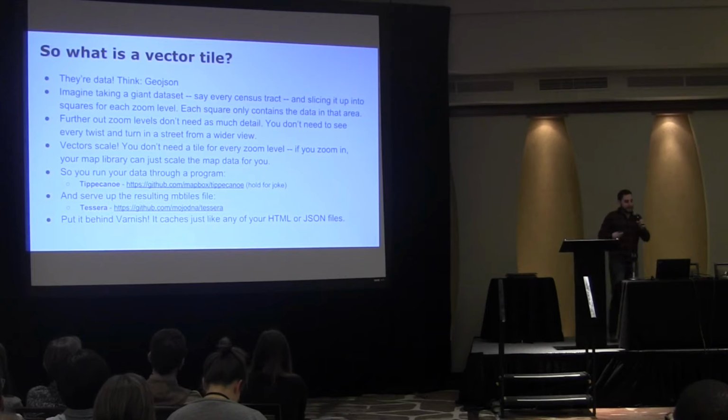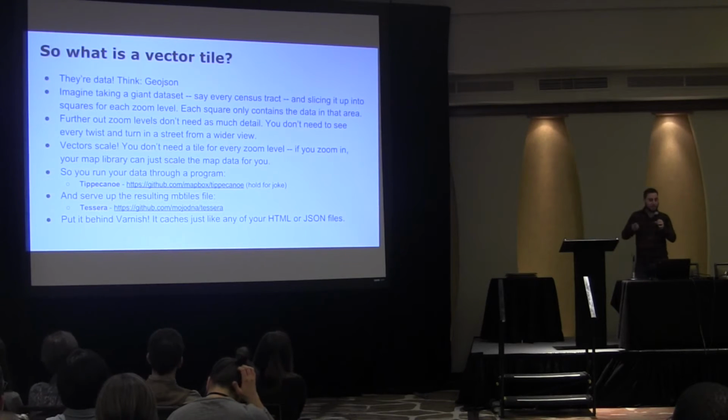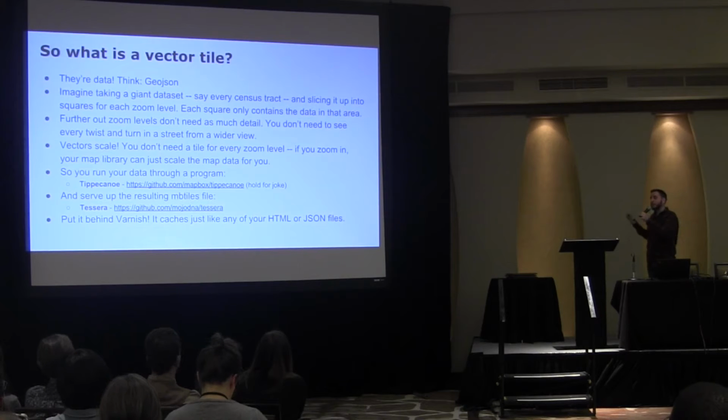So the way you do this is you take data, like all of the census tracts, and you run it through a program that I like to use called Tippecanoe. It's a tiling joke. It simplifies all of your data, for all of the zoom levels, in an intelligent way. You can actually control how it does it, which is important for something I'll show you later. And it slices it up into little pieces for you.